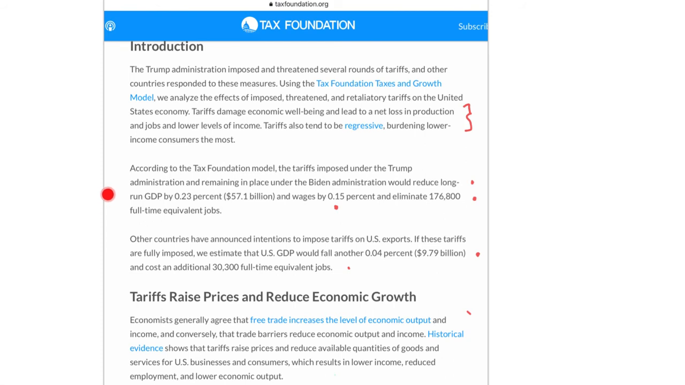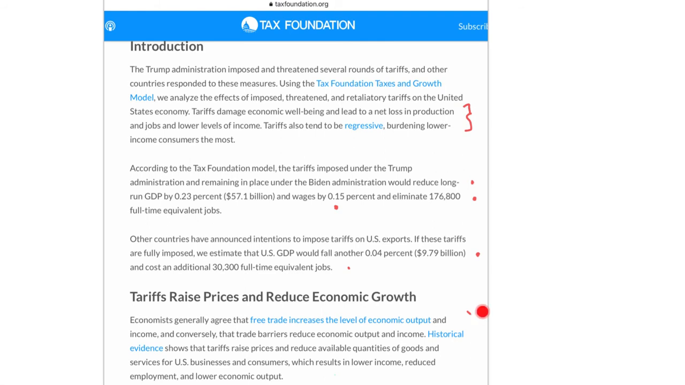And when they've looked at the evidence, they've said that the tariffs that were imposed by Trump, and they're still in place with the Biden administration, is going to reduce long-run GDP by 0.23% per annum. This is $57 billion a year. Wages are reduced by 0.15 and eliminating 176,000 jobs. Then other countries have announced intentions to impose the tariffs. This is the retaliation that we're talking about, and that could cause GDP to fall even more.